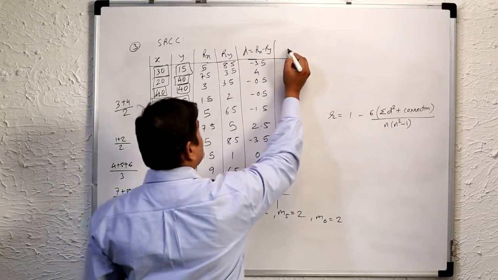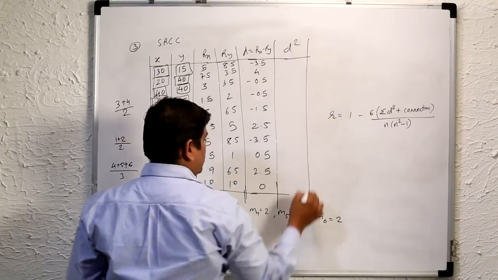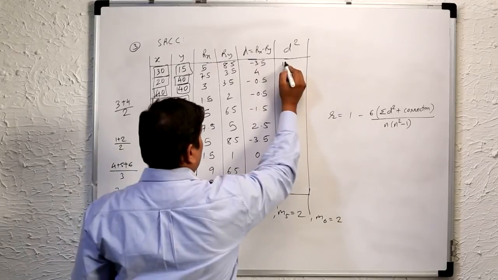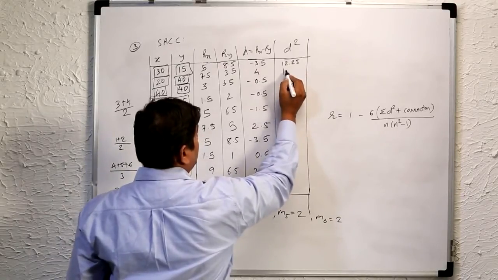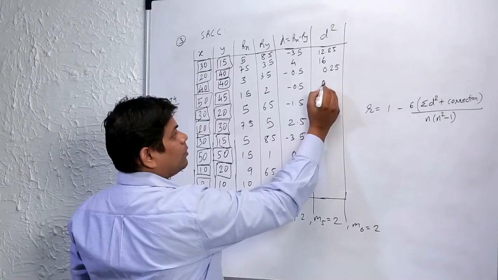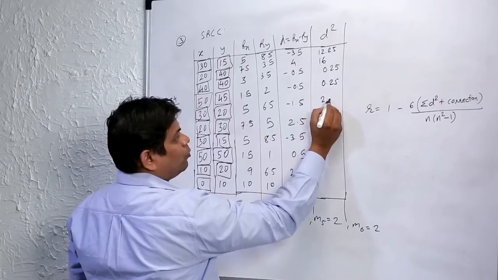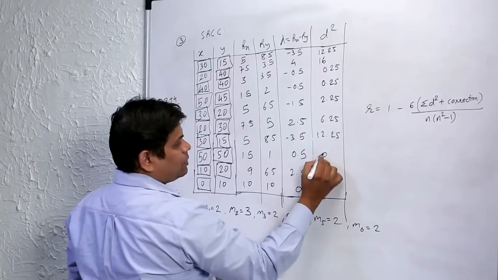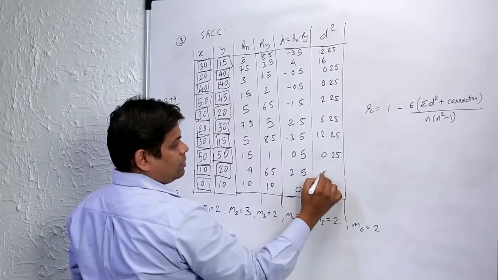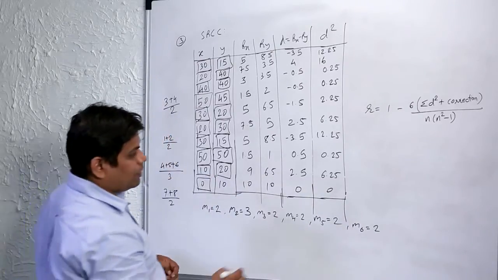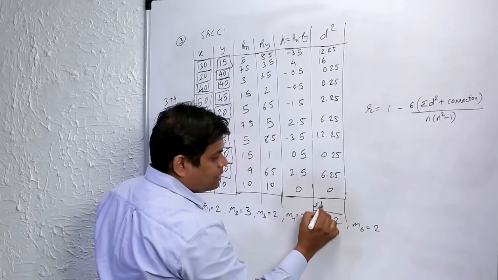Next you are going to get summation D square, square of this. So it will be 12.25, 16.25. This is 0.25, this is 2.25, this is 6.25, this is 12.25, this is 0.25, this is 6.25, this is 0 itself. Add them up, you are going to get 56. So summation D square is 56.